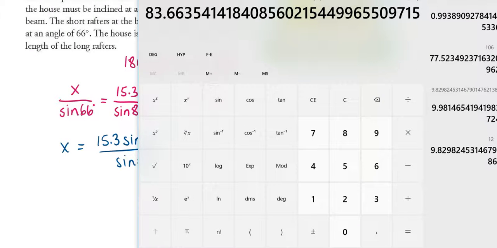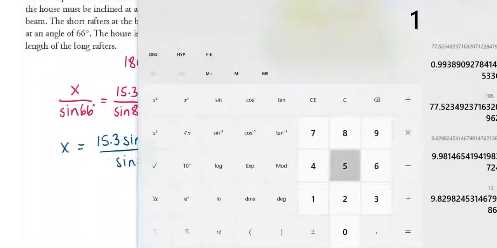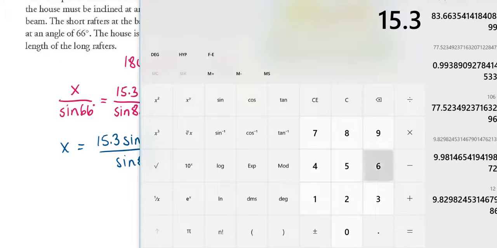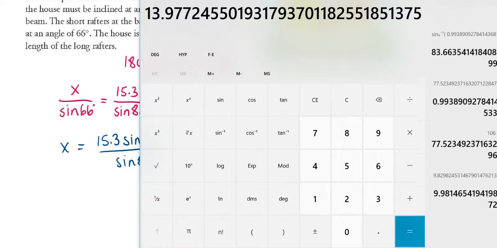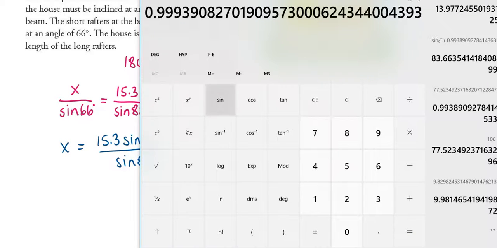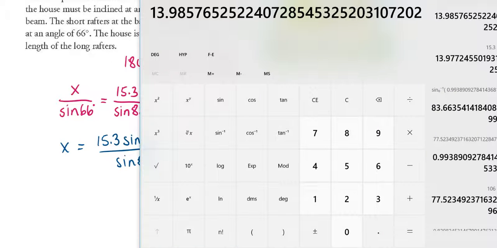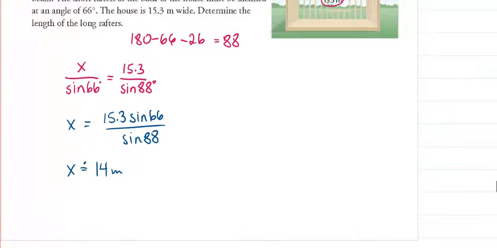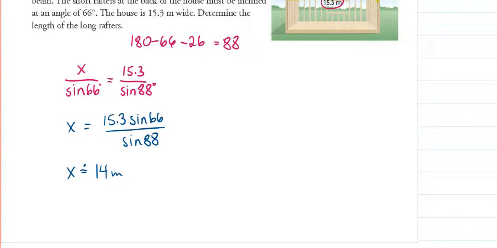And using my calculator, 15.3 times sine of 66 degrees, and then divided by the sine of 88, which gives me 13.98, which I will round to 14 meters. So x is approximately equal to 14 meters. So the length of the long rafters in my house is 14 meters. Okay, and that's it for my examples for the sine law, and that ends this video.